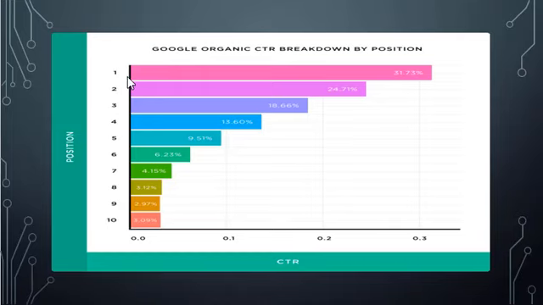Here we can see that the first result has the greatest click-through rate, at 31.73%, and the second one has 24.71%, and it hence decreases from the third one to the 10th one.